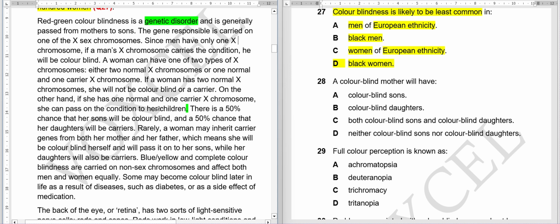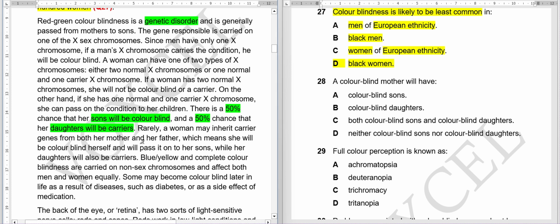I hope it is clear up until here. Let's read the percentages as well. There is a 50% chance that her sons will be colorblind and a 50% chance that her daughters will be carriers. Be very careful about that. 50% chance that sons will be colorblind and 50% chance that daughters will be carriers. But will they be colorblind, or what is the percentage of them being colorblind? We don't know about that.